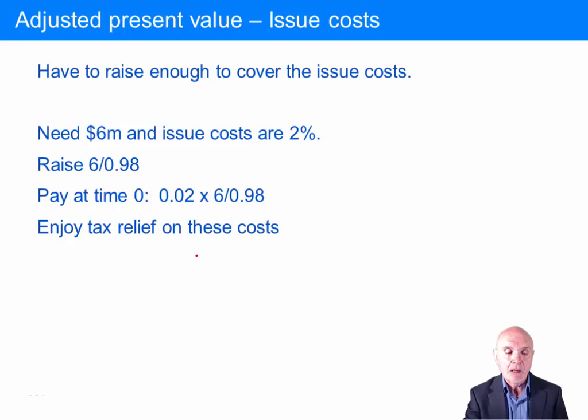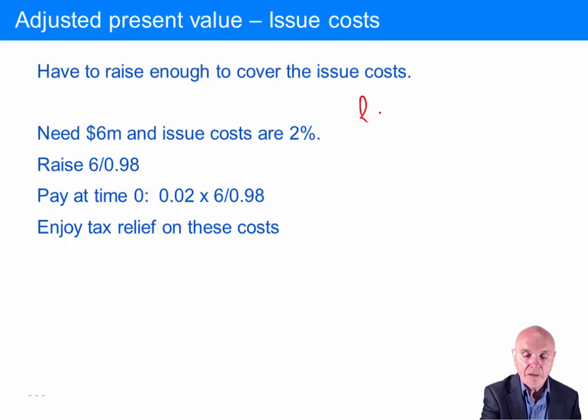The final example is looking at issue costs. Sometimes you have to raise enough money to cover the issue costs. You have to spend money on your merchant bankers and your stockbrokers and so on, and then you have to have enough left to actually put into the project. So here we need to end up with 6 million, and the issue costs are 2%. So how much do we have to raise? Well, you can think that we raise an amount minus the issue costs is equal to what we need to spend.